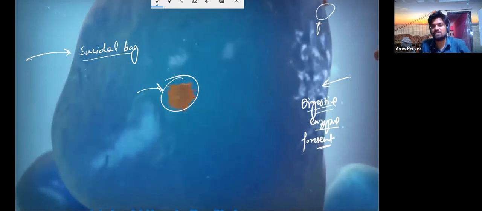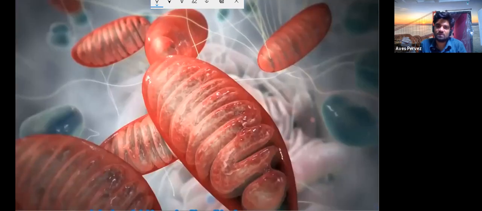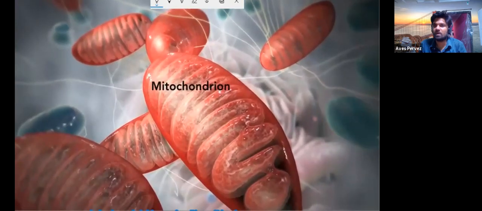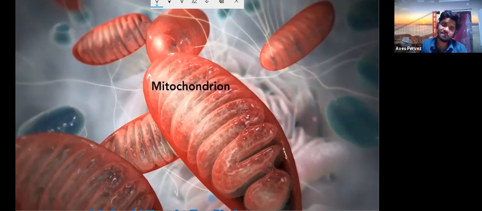They are filled with enzymes that break down this cellular debris. What's the function of lysosomes? They contain digestive enzymes. What are the digestive enzymes?